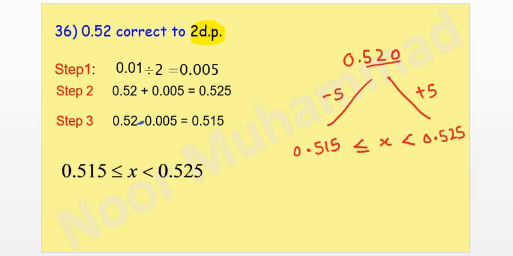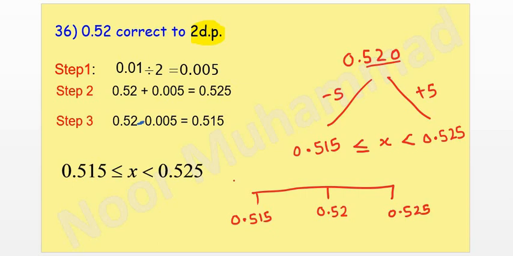And now the last step, how can we draw it on a number line? Just mention 3 points on the number line because they are at exactly equal distance from each other. So here we will have 0.52 or 0.520, right? And here we will have 0.515, 0.525. Okay, this one will get a shaded or closed circle, this one will get an empty or open circle, and then you will draw the line between them.